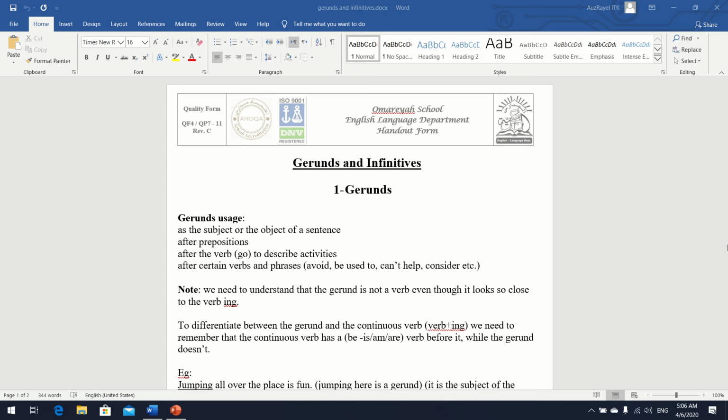And we can use the gerunds after certain verbs and phrases, which are avoid, be used to, can't help, consider, etc. We have many other words in the book, so you need to memorize these words in order to put gerunds after them. Whenever you see them, just put gerund after them. You cannot put an infinitive after these words.